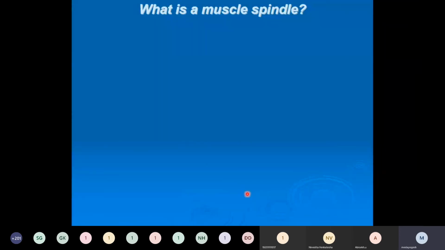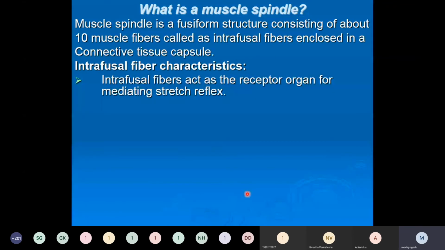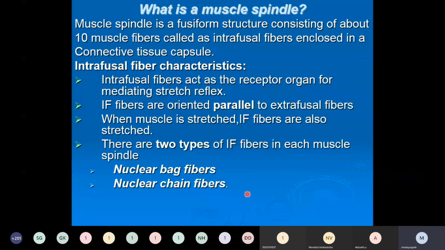Now almost we are at the end of the class. One very small, very important concept called the muscle spindle. All these days you have learned so much about the process of muscle contraction, the muscle fibers. In a muscle, there are actually two types of fibers. One, the extrafusal fibers. The other one is the intrafusal fibers. Whatever you learned all these days is about the extrafusal fibers, which are involved in the contraction process.